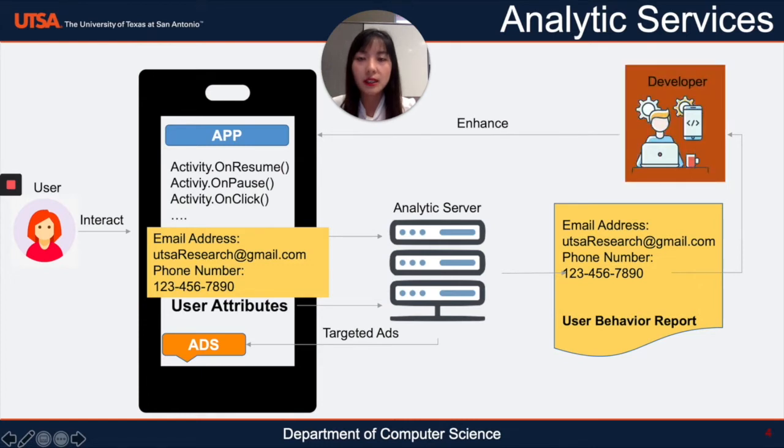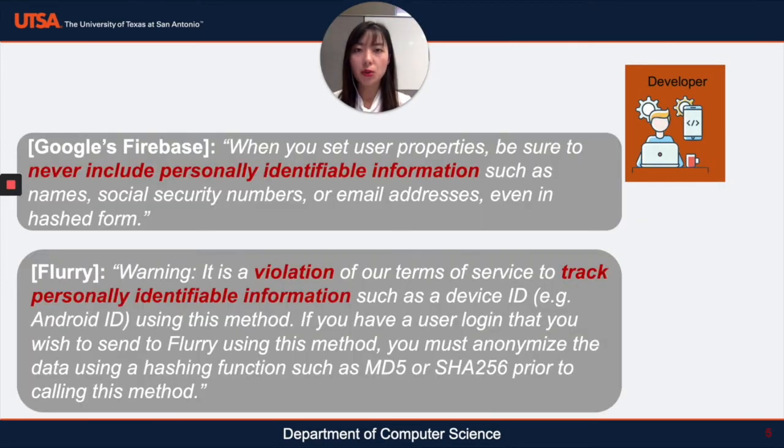So it is important that when app developer configure the analytics service, they should avoid using any sensitive information. Actually, there are some requirements from the analytics service provider. For example, Google's Firebase, which is the most popular analytics service provider, has the following statement. When you set user properties, be sure to never include personally identifiable information, such as names, social security numbers, or email address, even in hashed form. There's a similar suggestion from another popular analytics service called Flurry. We can see that they made it very clear that do not use any sensitive information as user attributes. But the question is whether the app developer always follows them in reality.